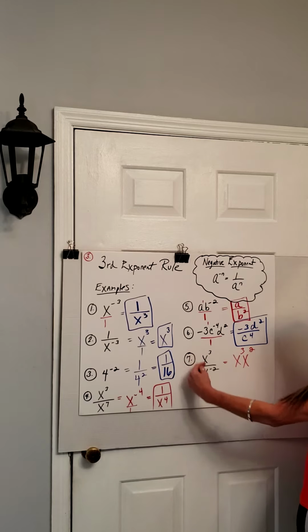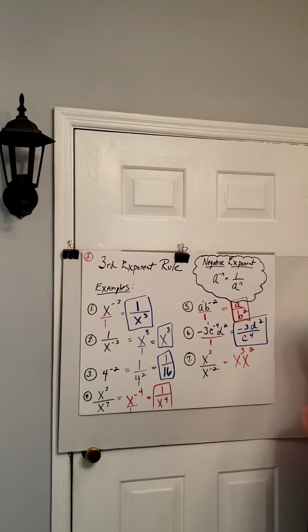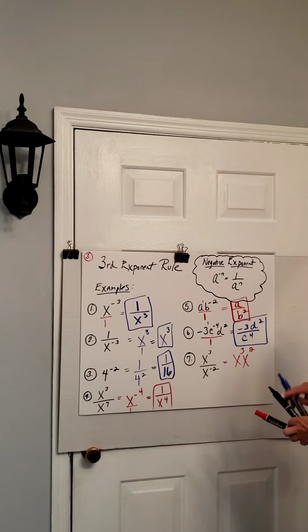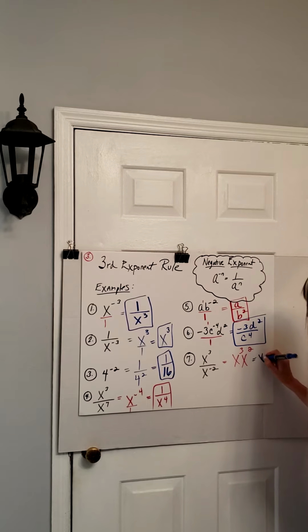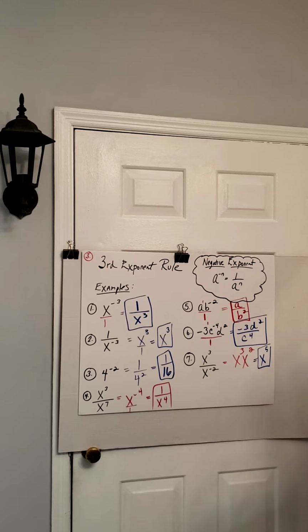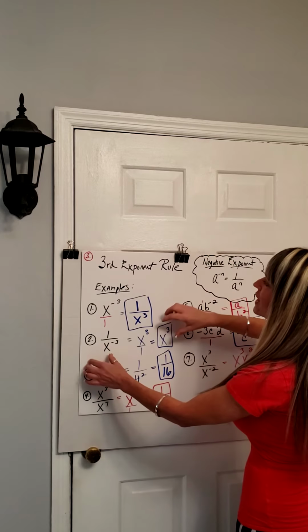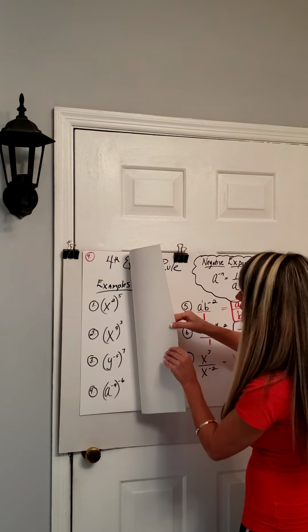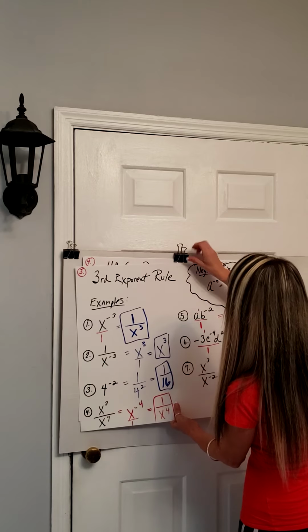So it goes from a division problem to a multiplication. Multiplication being the first way, the first rule, you add the exponents. So your final answer here is x to the 3 plus 2, 5. All right, this is the third exponent rule. We are doing great, guys. I hope you are as well. Let's see what we got coming up.